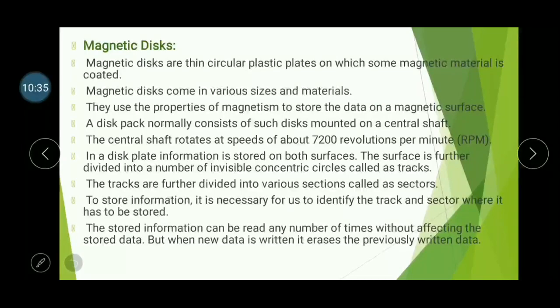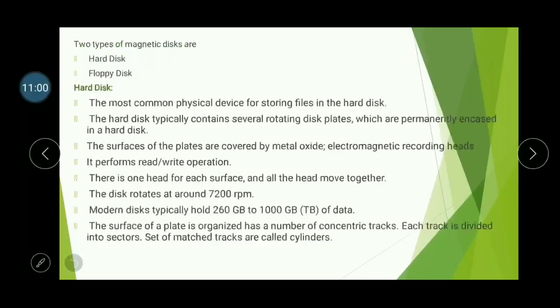In the magnetic disk, we can read and write programs, and once the information is stored in the magnetic disk, we can read it any number of times. But if we write or feed any new data on this disk, the previous data will be erased. The two types of magnetic disks are hard disk and floppy disk.